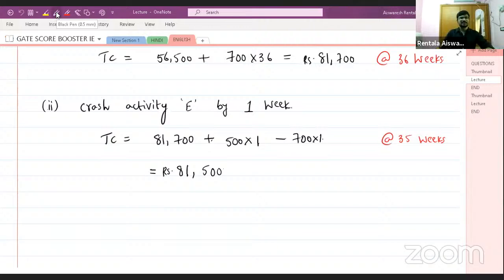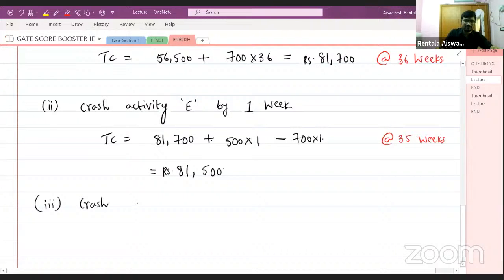So shall I go to the next step then? Got it? Very good. Now you can see the total cost has been decreased. So we have to proceed further, and we have to do crashing. So last step, do not worry, it is not going to be a lengthy question. So crash activity. Now which activity I have to crash, you see?